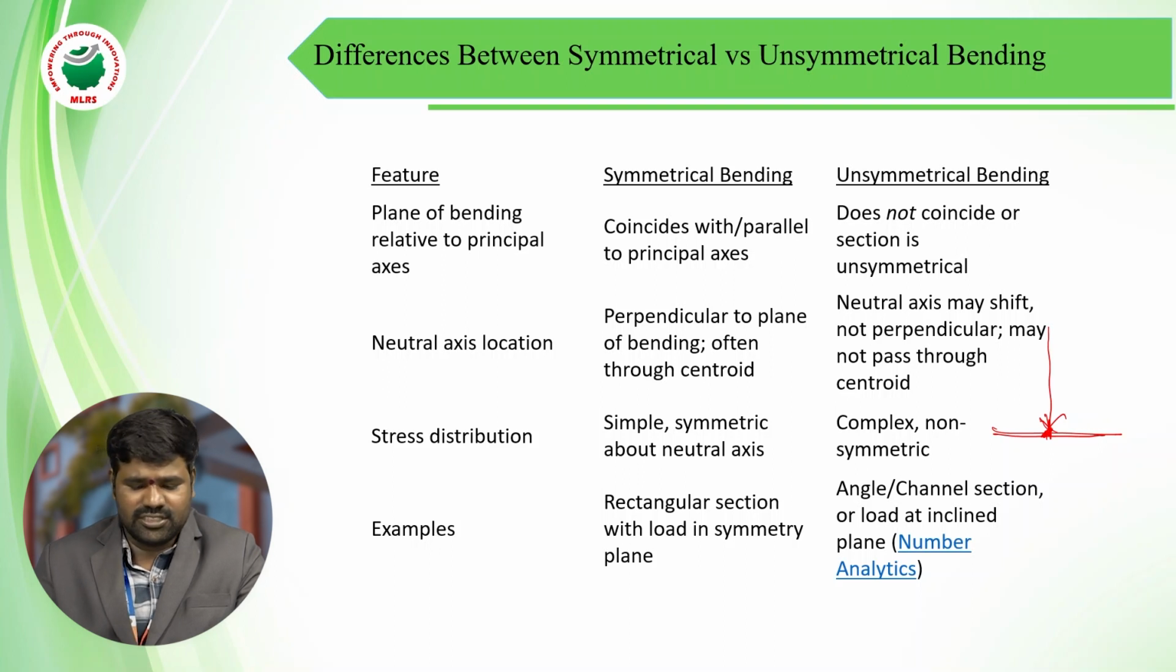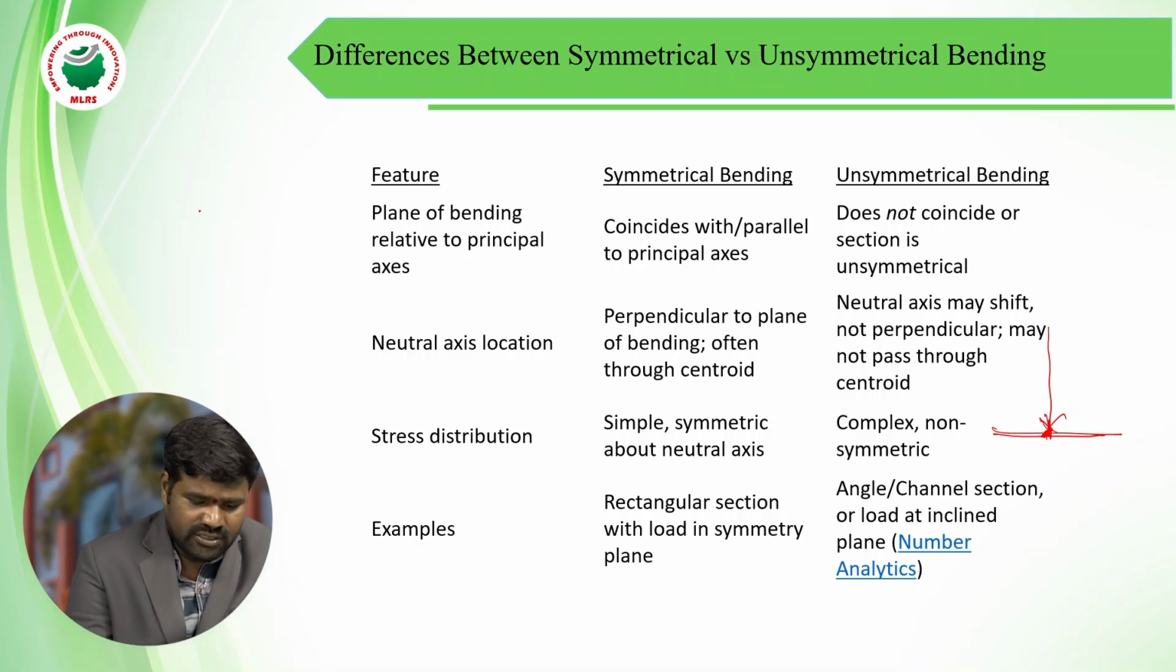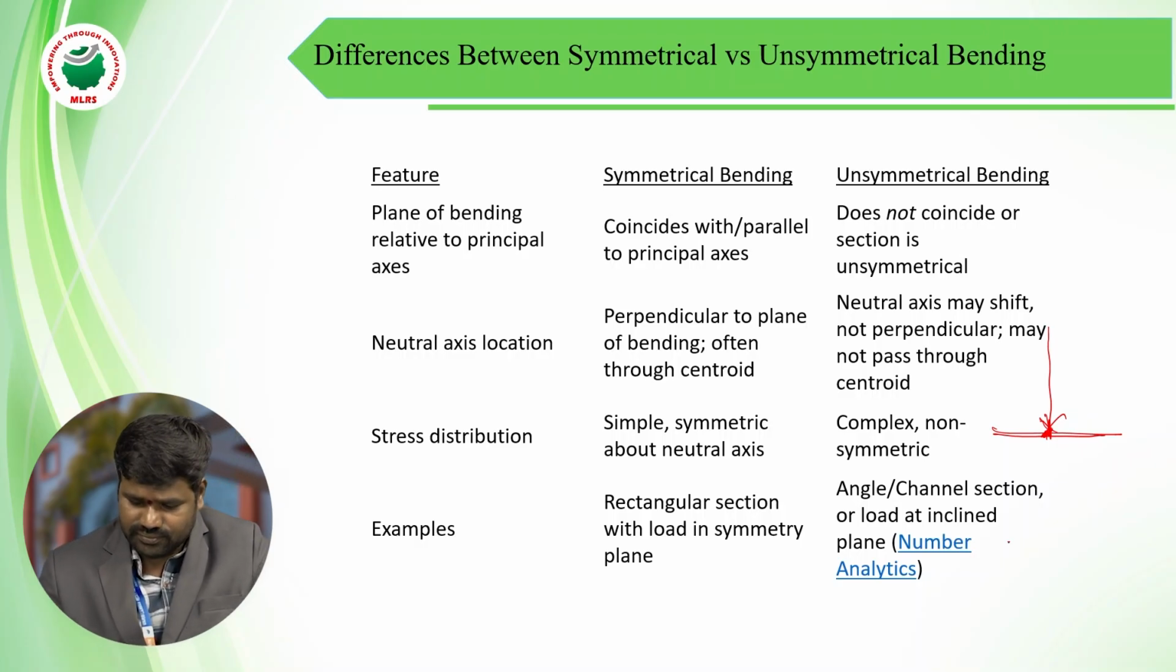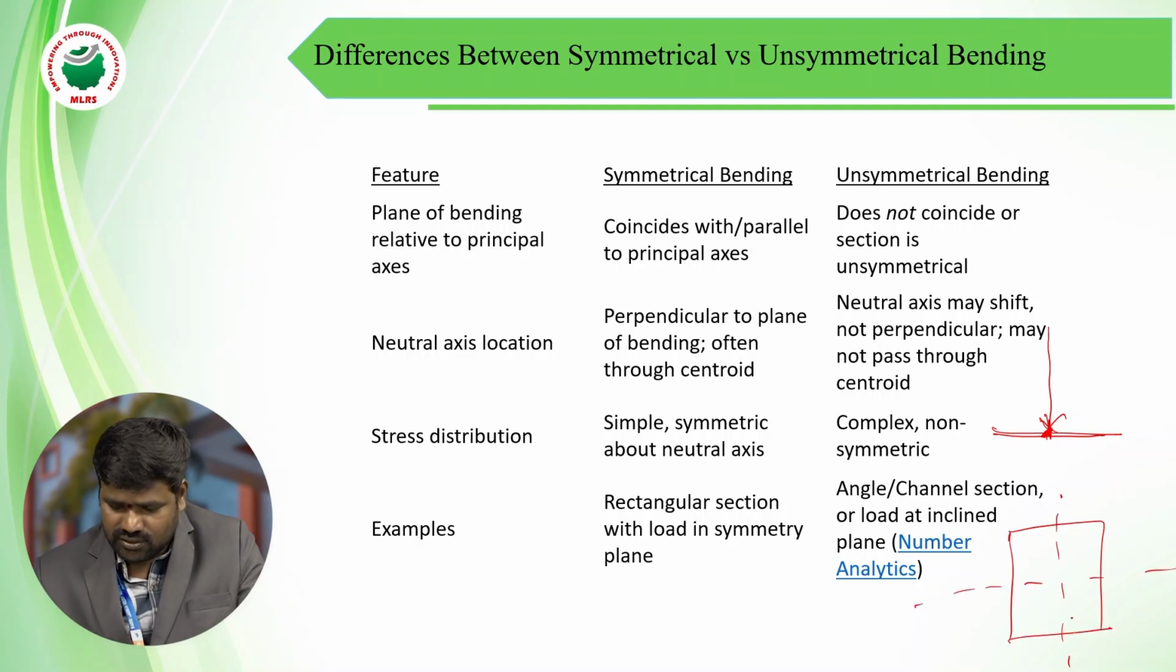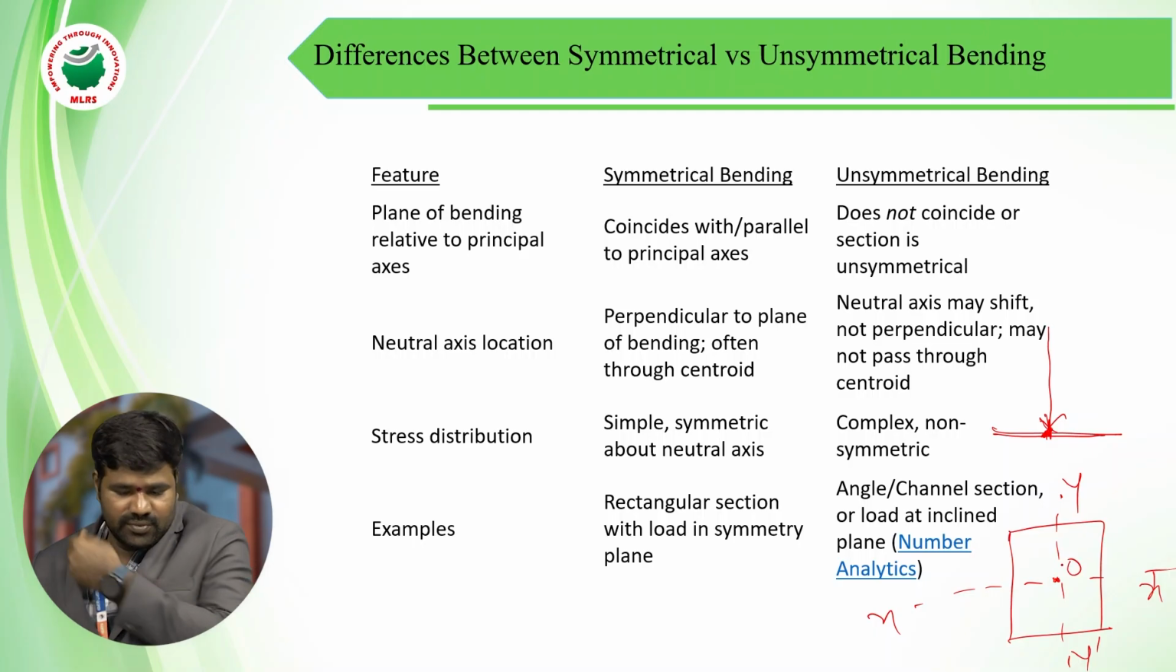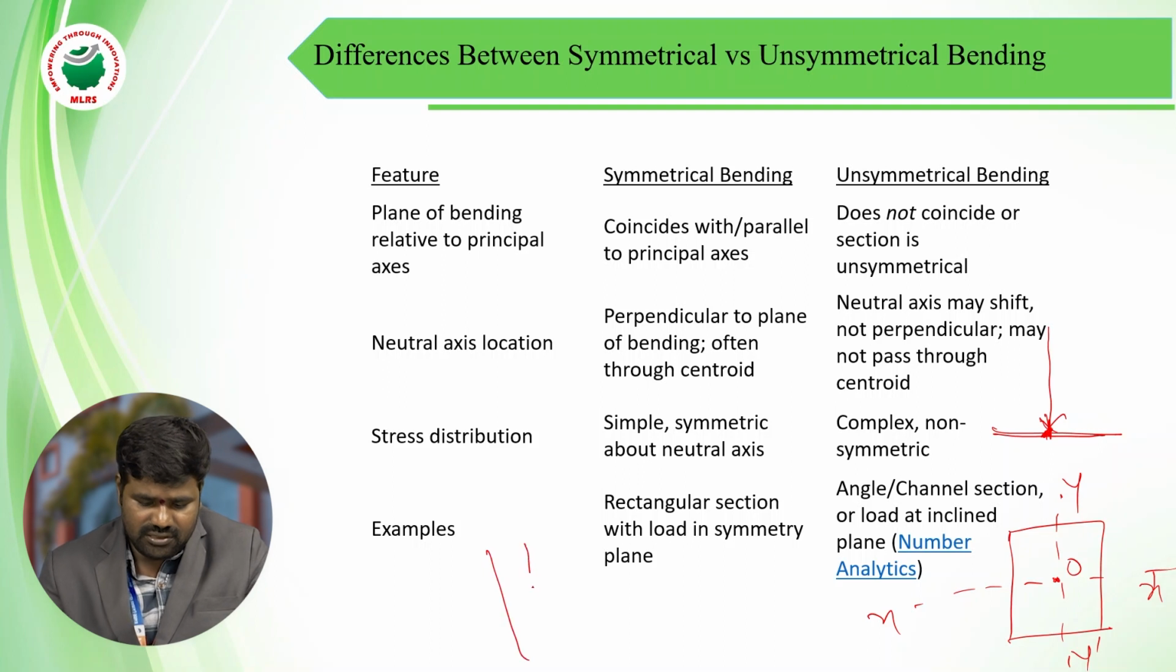Examples: a rectangular section with loads in the symmetrical plane. Take one rectangular section, with y axis, y dash, x dash. This is called the centroid, O or G. Rectangular section with load in the symmetric plane. Angle section means L section.